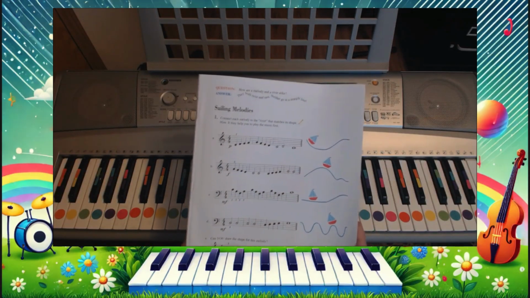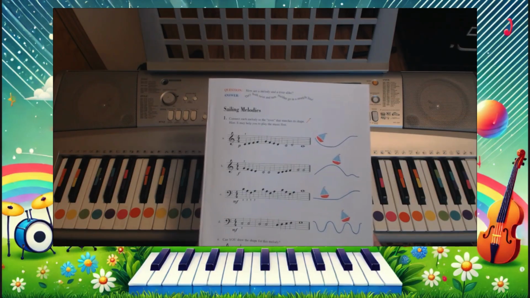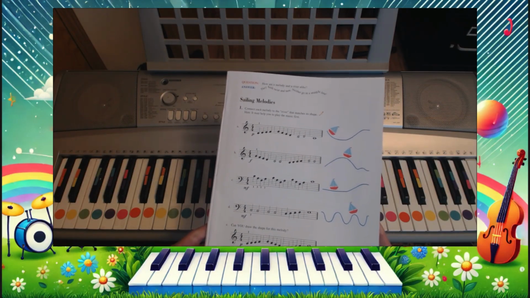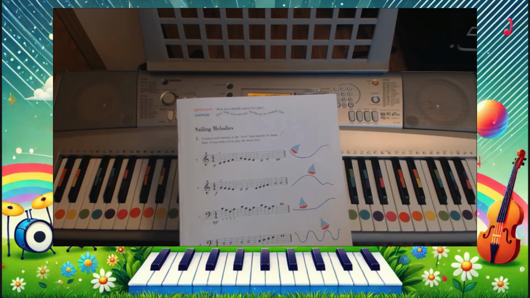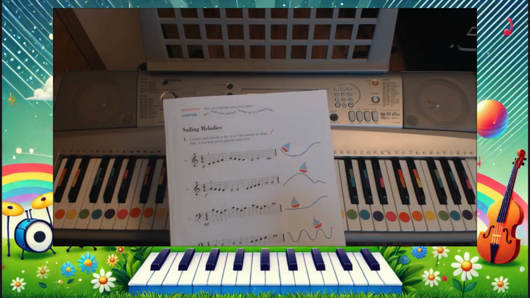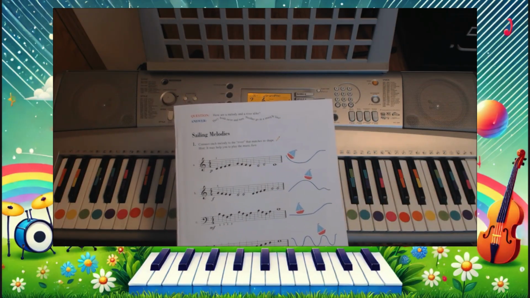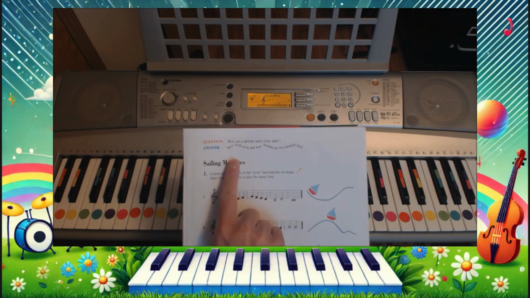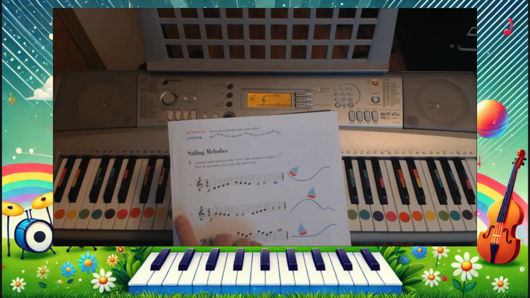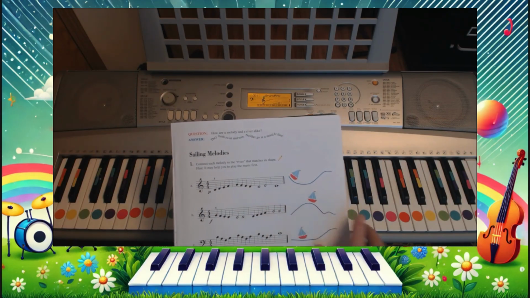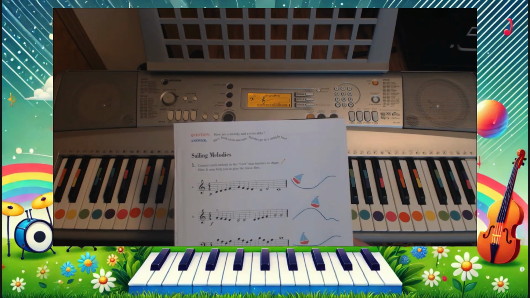We are in our Piano Adventures Level 1 theory book, and we are going to work on sailing melodies. Now, we've been working on legato and slurs, making it smooth, and they have a question at the top of the page. How are a melody and a river alike? The answer: they both twist and turn, neither go in a straight line.